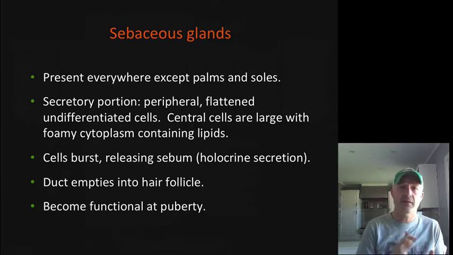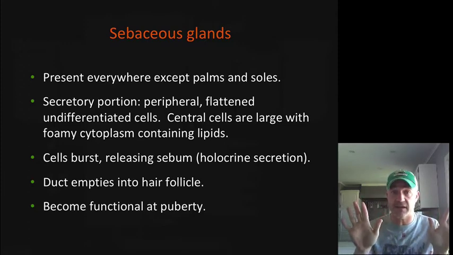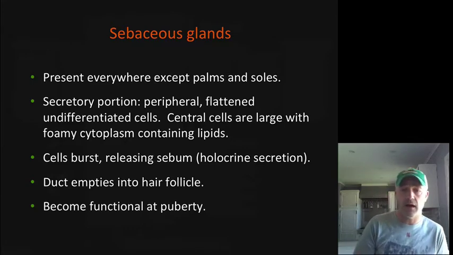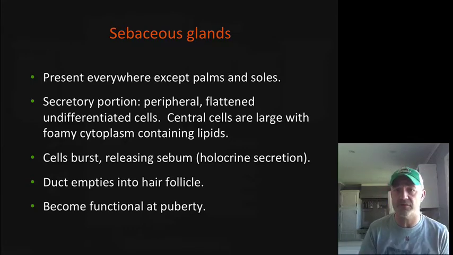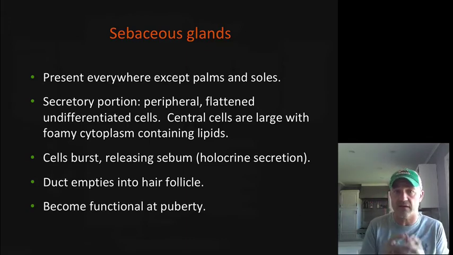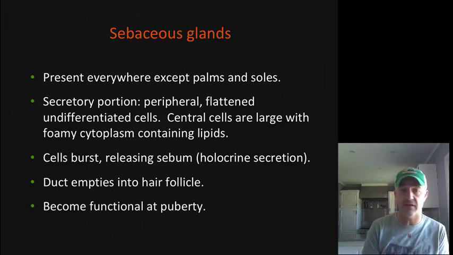Sebaceous glands are pretty much found on the entire body with the exception of the hands and feet. These ones are doing a holocrine type of secretion. A lot of times we refer to these as oil glands. They make something called sebum. It helps moisturize the skin and helps to prevent stuff from growing on the skin. These are very lipid rich, and again, as these are being made, the whole cell is going to fall apart and become the secretion. And again, it empties into the hair follicle.